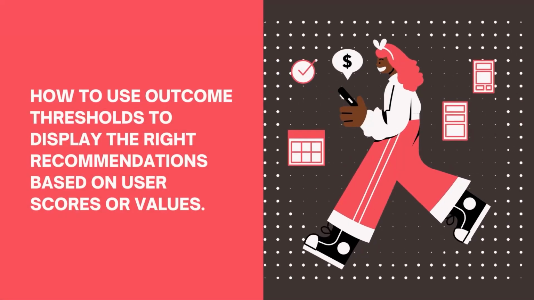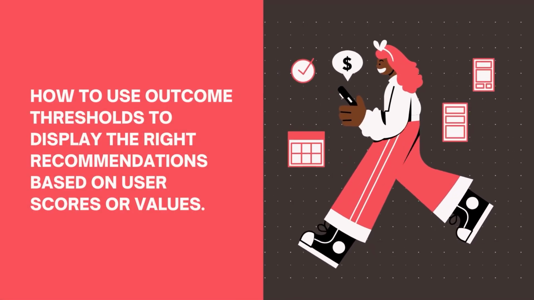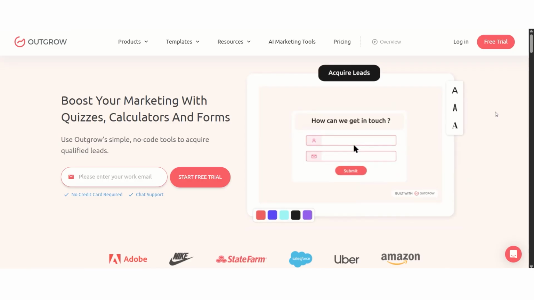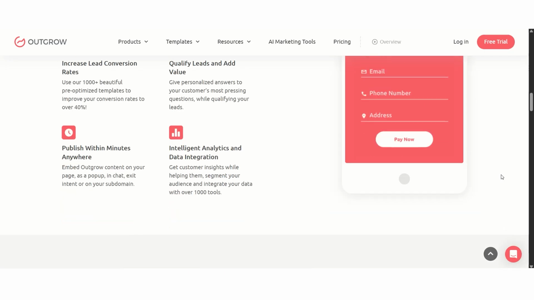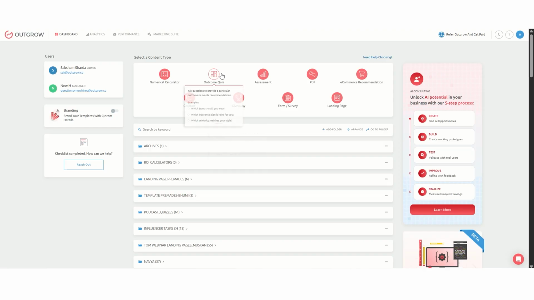In this quick walkthrough, we'll show you how to use outcome thresholds to display the right recommendations based on user scores or values. Outcome thresholds help you personalize results automatically, so every user sees an outcome that actually matches their inputs. Let's get started.